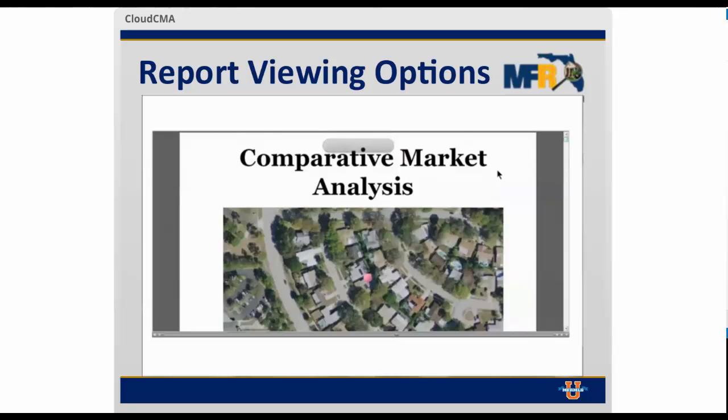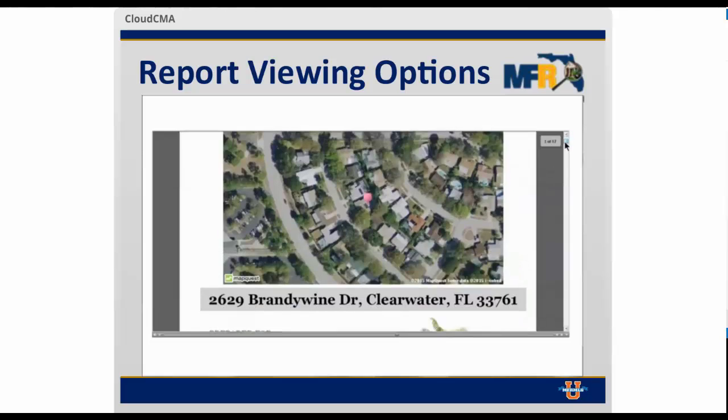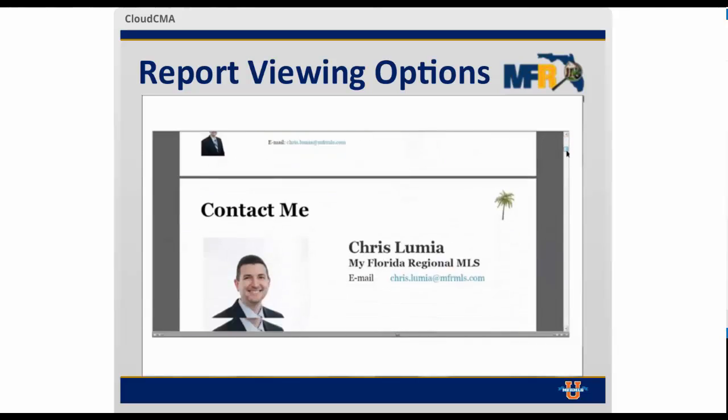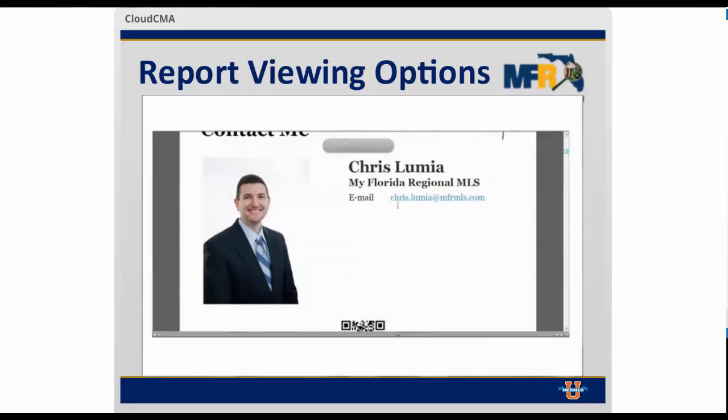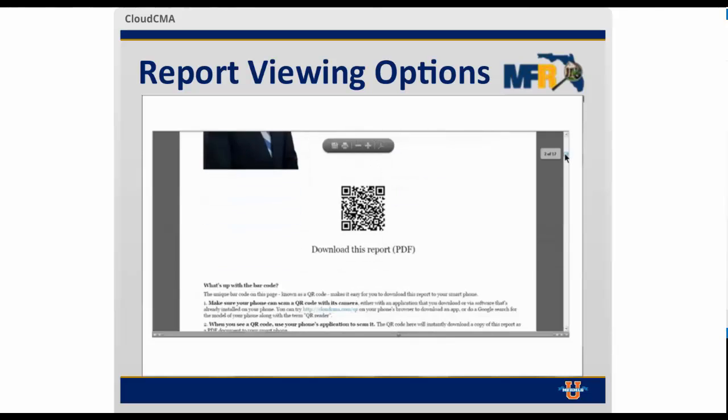On my cover page, I chose the title that I wanted. Because I did not upload a photo of my subject property, it pulled the aerial shot, in this case from MapQuest. My contact page, and remember that under the settings, I could add in any additional contact information that I want. I only added an email so far, but I can put in my social media pages, my website, all of that.